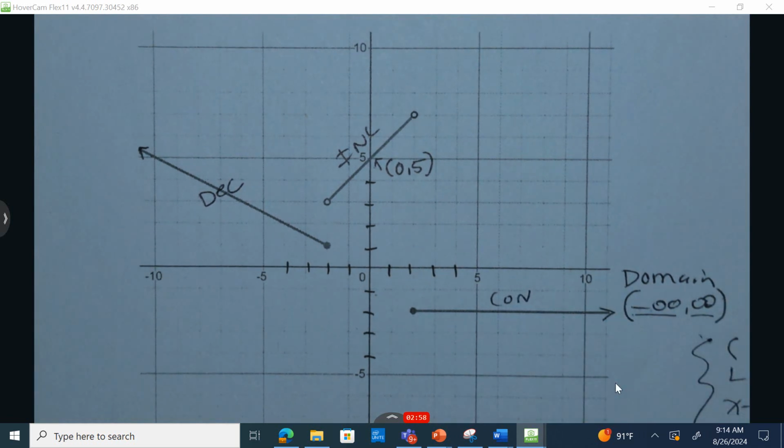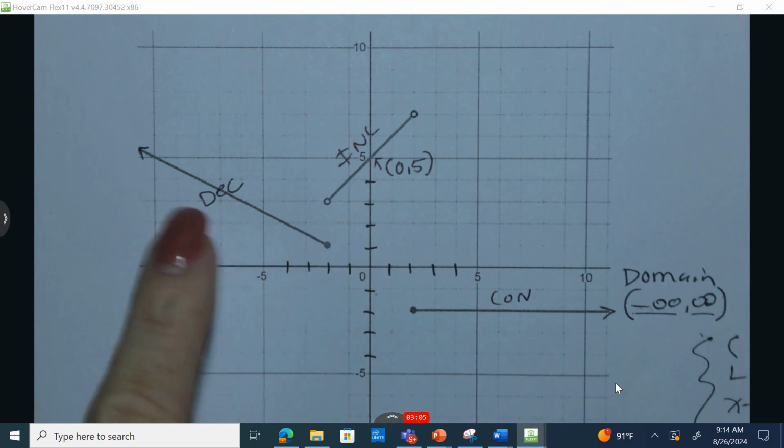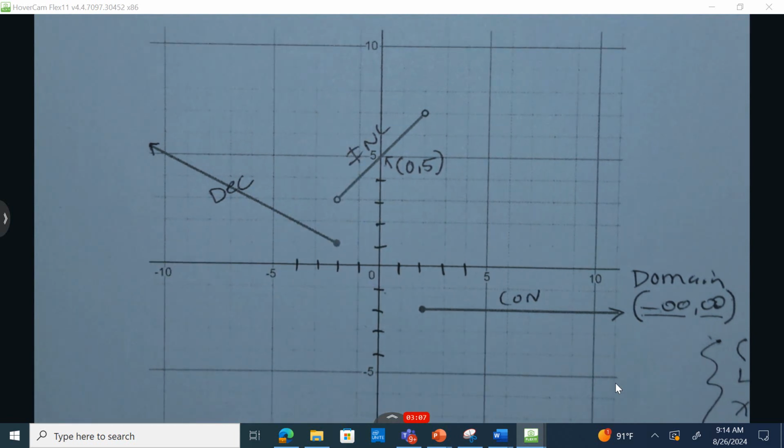Can you do me a favor? I'd like you to just be honest with me. Raise your hand high in the air. Give me a thumbs up or thumbs down if you feel confident in just describing whether it's increasing, decreasing, or constant. Yes, thumbs up. Thumbs down, no.